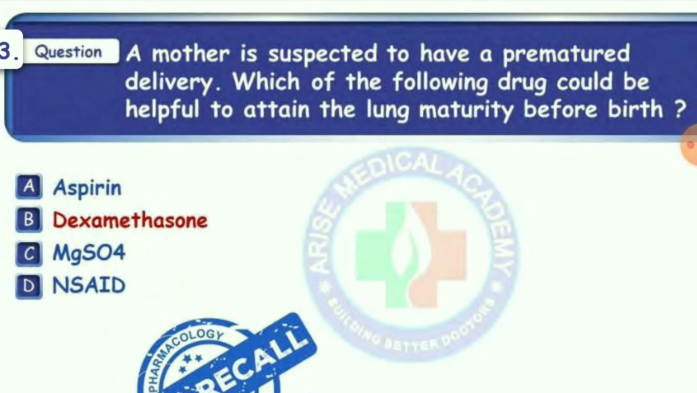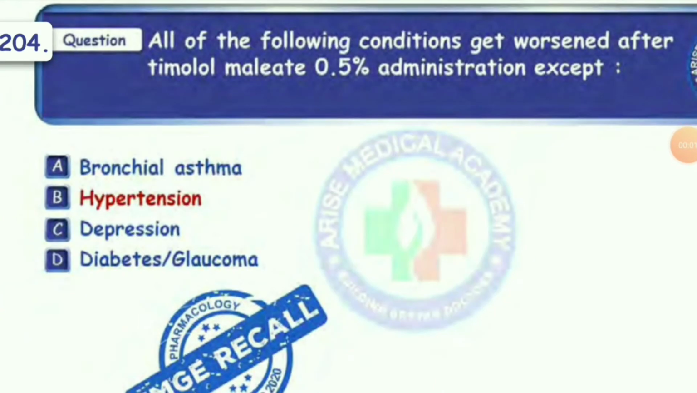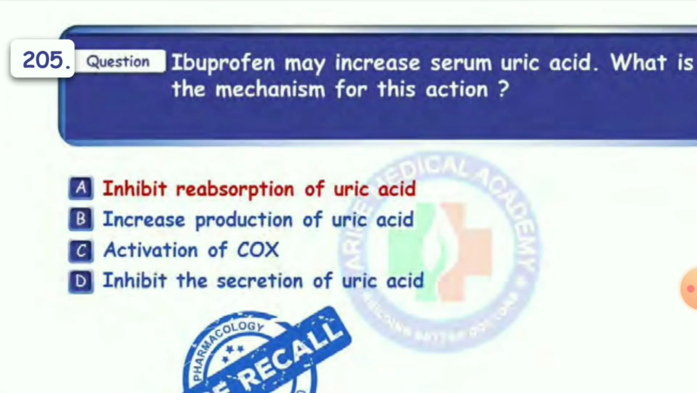Which of the following drug could be helpful to attain the lung maturity before birth? The answer is dexamethasone. Next question, all of the following conditions are indications for timolol maleate 0.5% administration except. Options are bronchial asthma, hypertension, depression, diabetes or glaucoma. The answer is hypertension. Next question, ibuprofen may increase serum uric acid. What is the mechanism for this action? The answer is it inhibits reabsorption of uric acid.